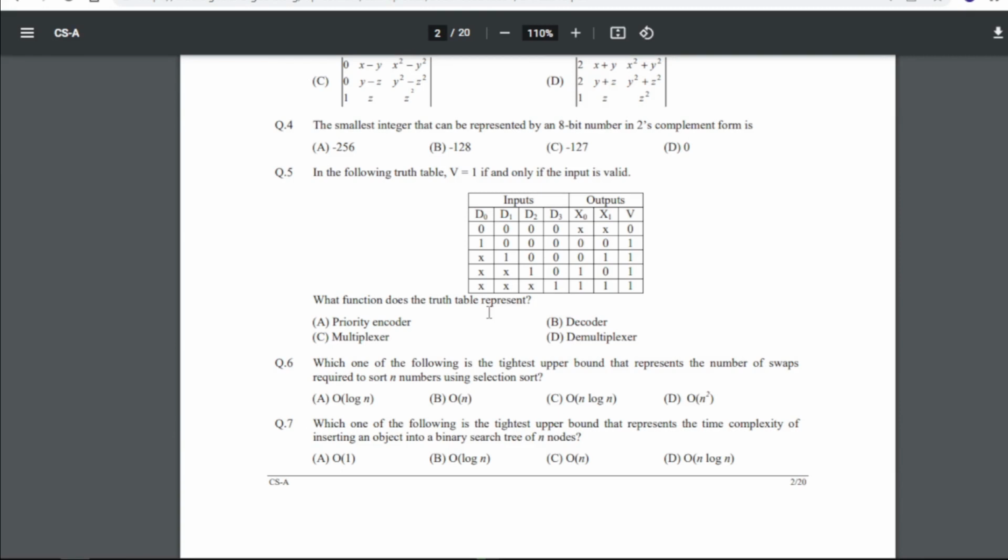Fifth question is, in the following truth table B equals 1 if and only if the input is valid. So what function does the truth table represent? So here our answer will be A, that is priority encoder.